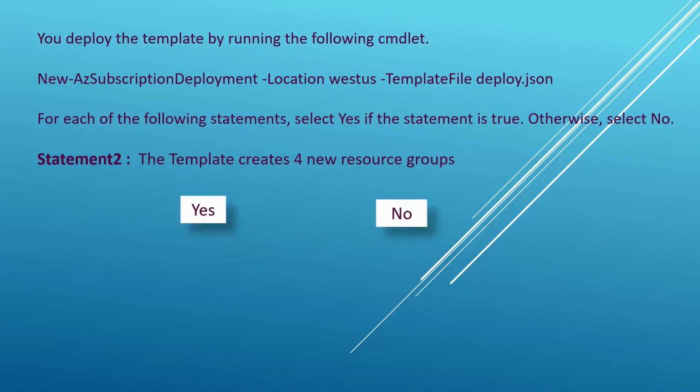Let's look at statement 2. The template creates 4 new resource groups. No, this statement is incorrect. The template is written in a way that it will try to create 4 resource groups with name RG0, RG1, RG2, and RG3. But you should also see in the question, it was already mentioned that RG1 and RG2 already exist. So it will fail to create them.